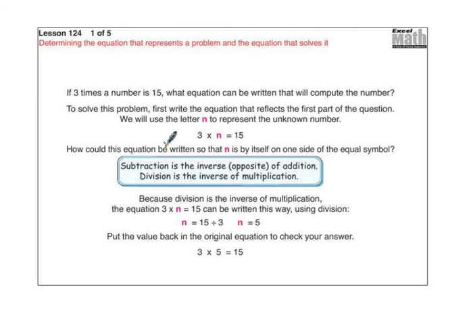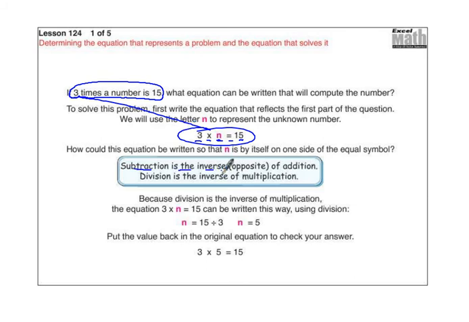If 3 times a number is 15, what equation can be written that will compute the number? To solve this problem, first write the equation that reflects the first part of the question. We will use the letter n to represent the unknown number. So 3 times a number equals 15. 3 times a number is 15. This and this are the same thing. How could this equation be written so that n is by itself on one side of the equal symbol?